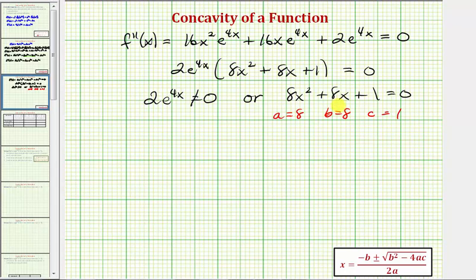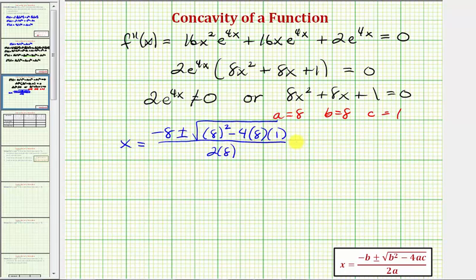So solving for x, we would have x equals negative b, which would be negative 8, plus or minus the square root of b squared, that'd be 8 squared, minus 4 times a, which is 8, times c, which is 1, all over 2 times a, or 2 times 8. So simplifying, we'd have negative 8, plus or minus the square root of, this is going to be 64 minus 32, which is 32, divided by 16.